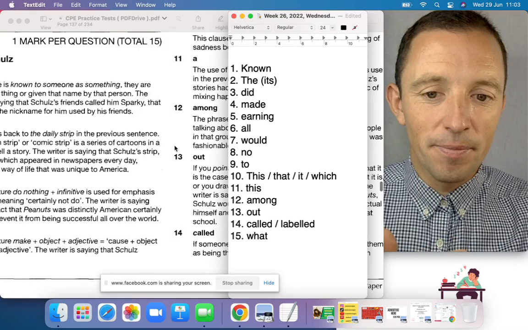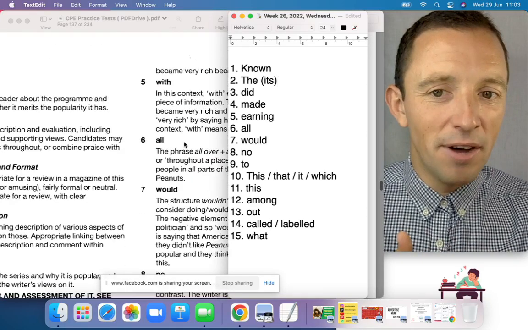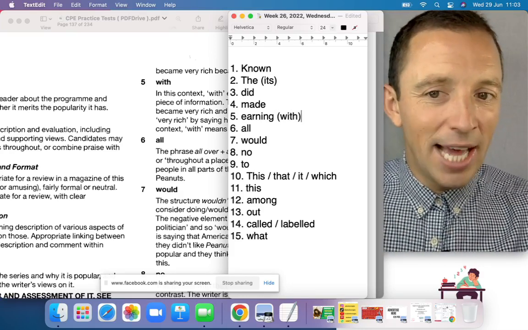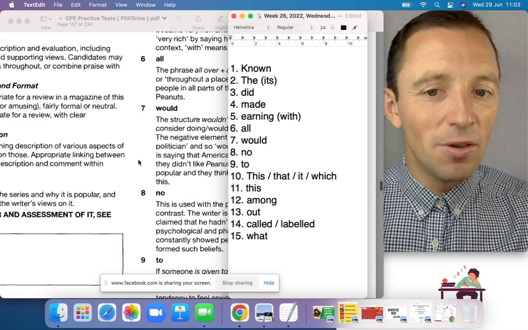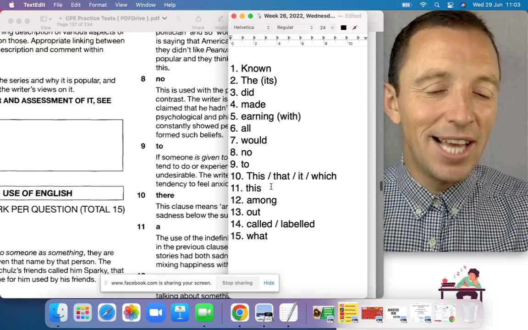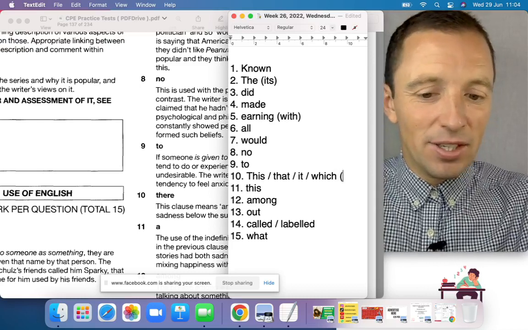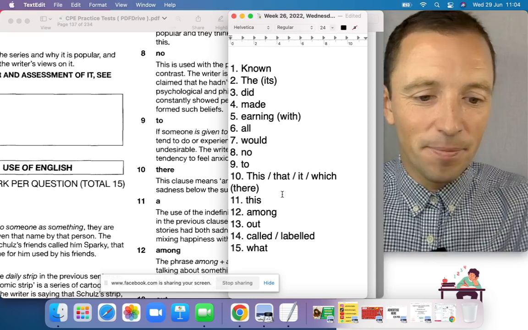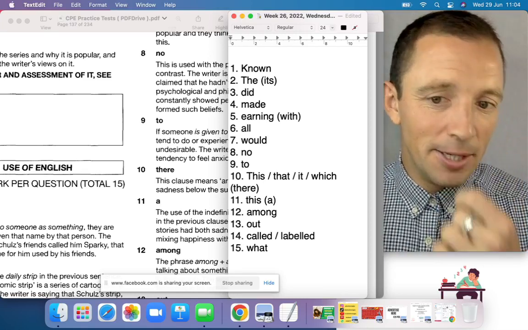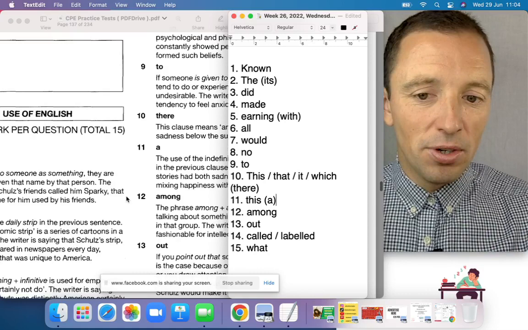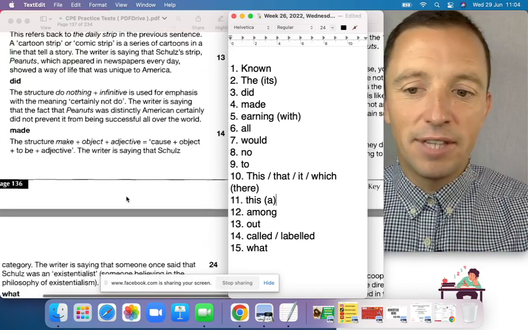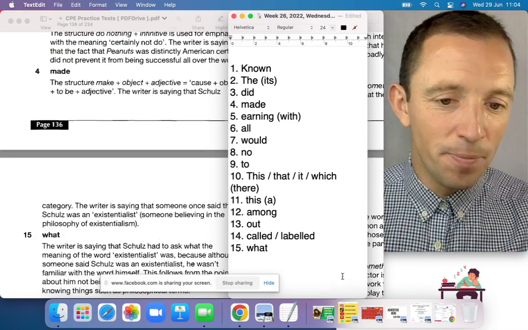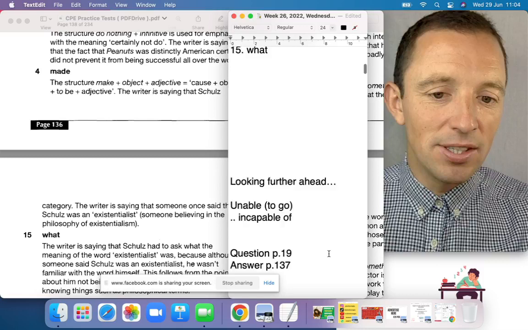Okay, number five, I'm interested. Number five, I think, is with. So wrong again. Number six is all. Number seven is would. Number eight is no. Number nine is to. Number 10 is there. So I was close, but not correct. And number 11 is a. So I have a lot of mistakes. Number 12 is among. 13 is out. 14 is called. And 15 is what. Very, very interesting. So let me go back to the page, and the exercise is on page 19.